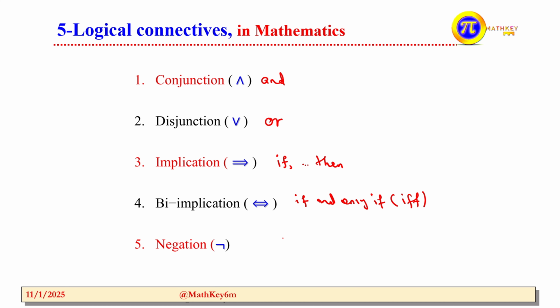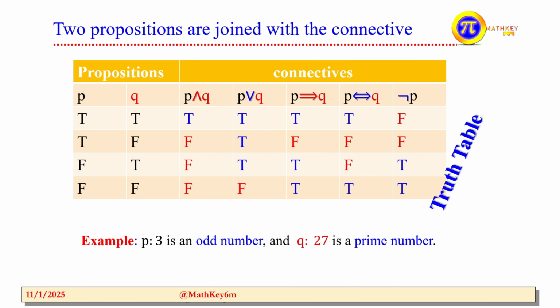Negation is not. That means if the truth value of our statement is true, then not of it is false. If the truth value of our statement is false, then not of that becomes true. So we call this negation, not. Now we can summarize these 5 logical connectives when we connect two propositions using them.